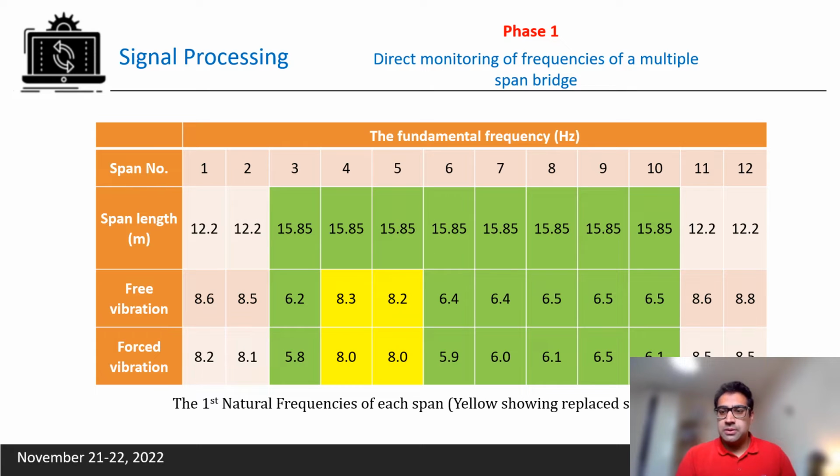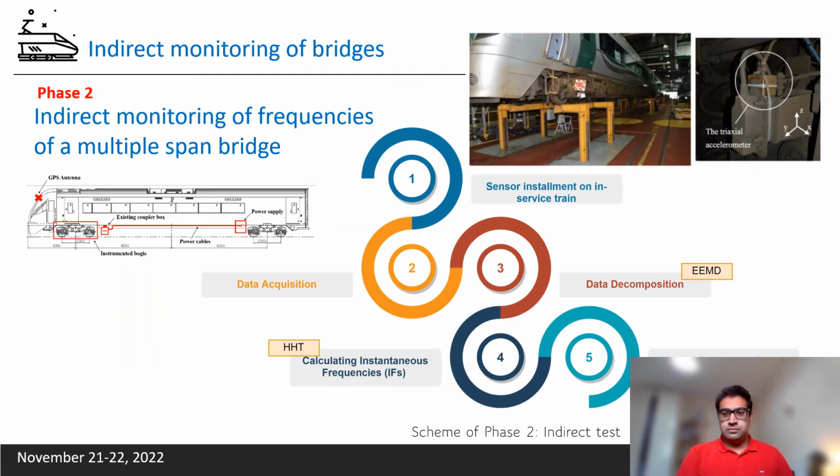The calculated frequencies from the forced vibrations, when the train is moving on the bridge, and free vibrations, when the train leaves the bridge, are shown in this table. Here, the green ones represent the results from the spans with 18.85 meters span length, and yellow ones inside the green box represent the frequencies of the new replaced spans, illustrating the higher natural frequency of the replaced spans as compared to the ones with equal lengths. This result from the direct measurements has also shown the effect of forced frequencies being different and in some cases lower than the free vibration frequencies.